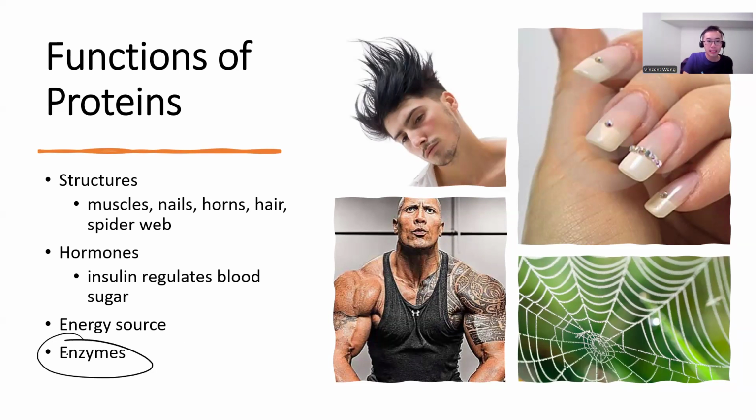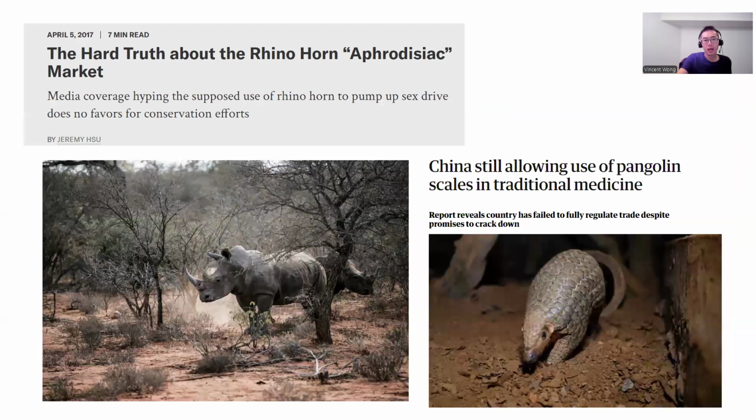And it also can be an enzyme. More on enzymes later. On a side note, animals like rhino and this thing called pangolin, they roll up in a little ball. You might have seen that before. They are on the brink of being extinct because poachers hunt them down.